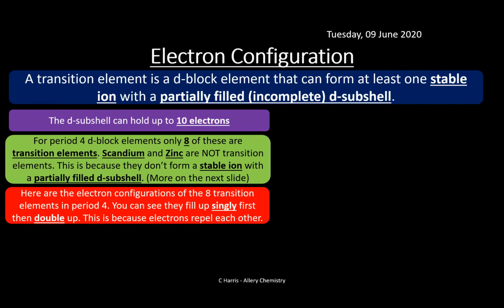Okay, so the electron configurations of the 8 transition elements in period 4, so we're going to look at them, and what we're going to see is you'll see they fill up singly first, then they double up, and this is because the electrons actually repel each other. I liken this a little bit to, say, if you get on a bus.